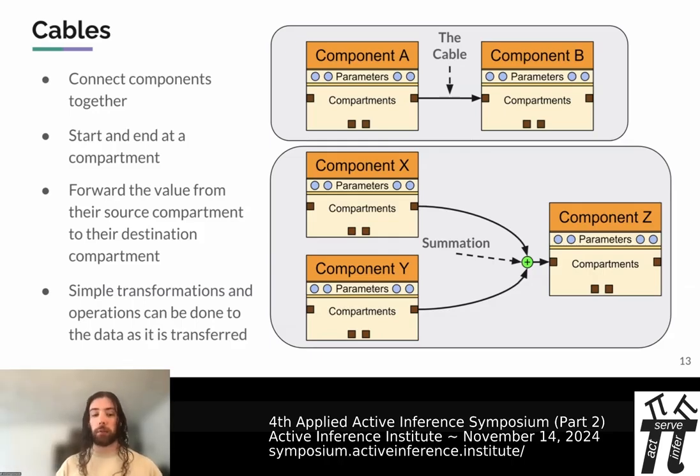But what we do have is this concept of operators, which are just simple transformations that can be done to the data being transmitted along cables. So in this case, summation. You just have two pieces of data that all flow into this little summation operation that just flows into your output compartment. It's important to note that the intermediate values inside of things like summation are never stored anywhere. They are purely an inline operation that happens.